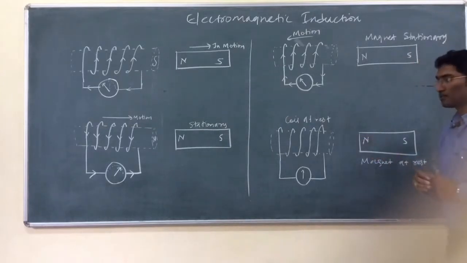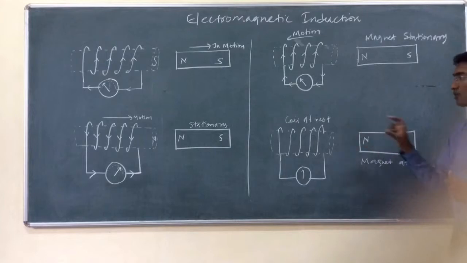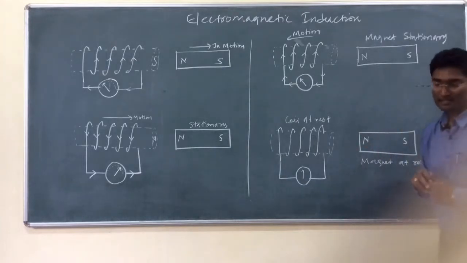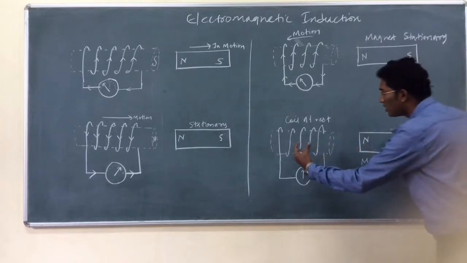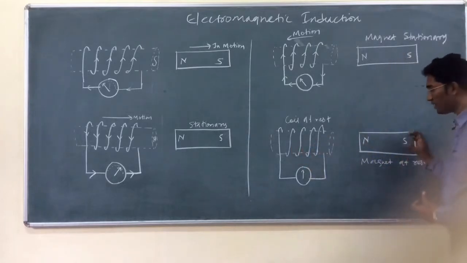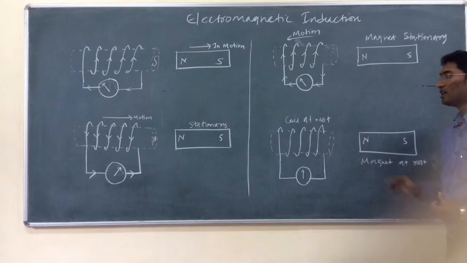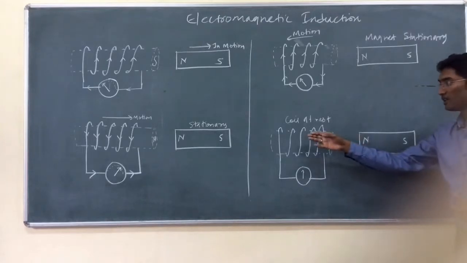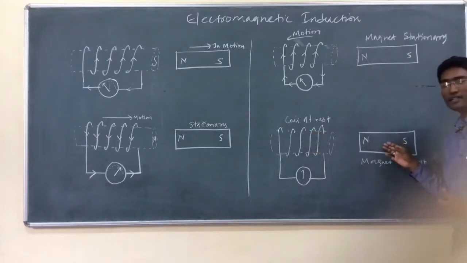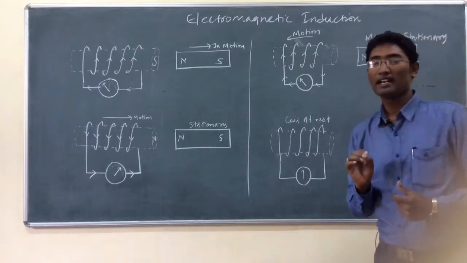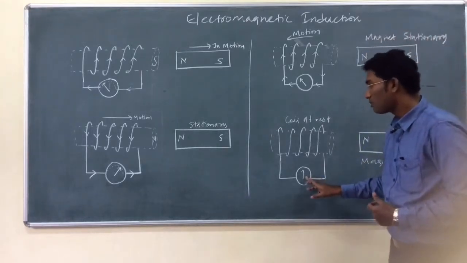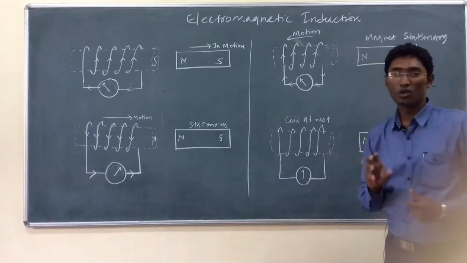Now in the fourth situation, when the magnet and coil are held stationary, however close they are, even if the magnet is very close to the coil, if the coil is not moving or the magnet is not moving, then it does not produce any kind of current, and the galvanometer shows zero deflection.